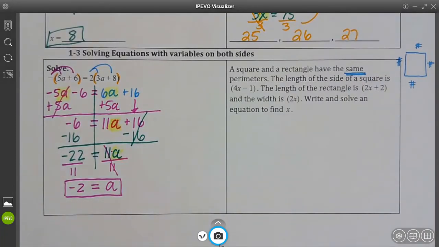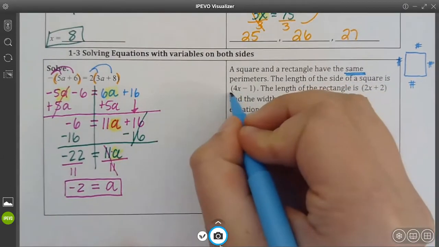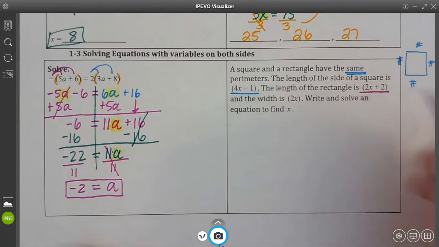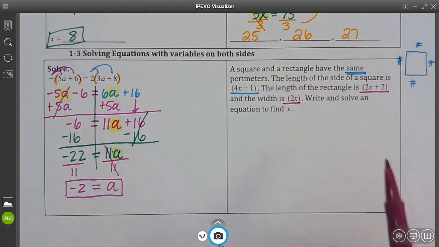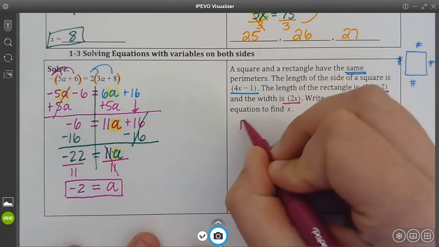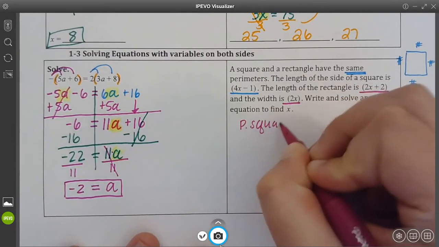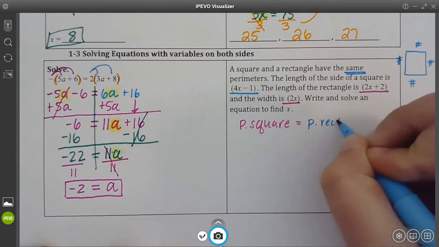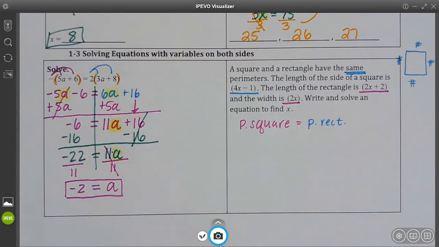It says the length of the side of a square is 4x minus 1, and the length of a rectangle is 2x plus 2, and the width is 2x. We want to write and solve an equation to find x. So I know that the perimeter of the square equals the perimeter of the rectangle. I'm going to abbreviate there. So I just need to write an expression for the square. I need to write an expression for the rectangle, and the equal sign goes right in between the two.